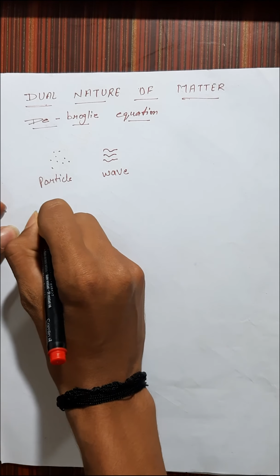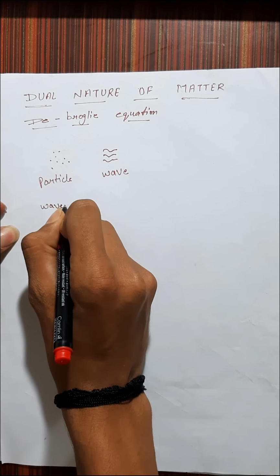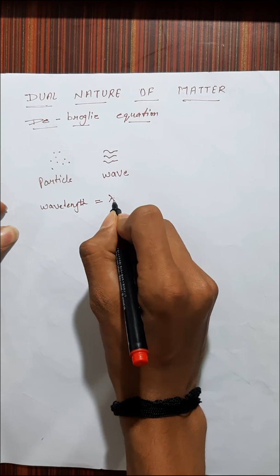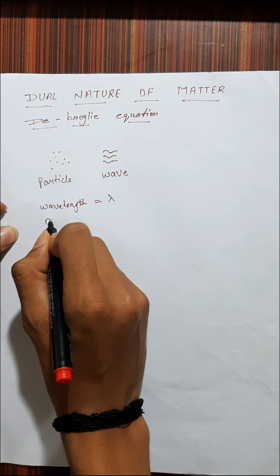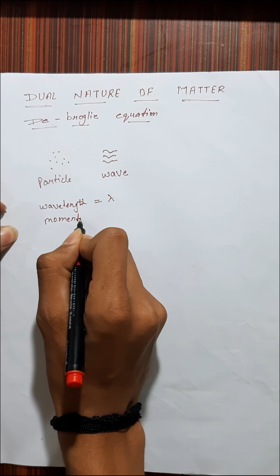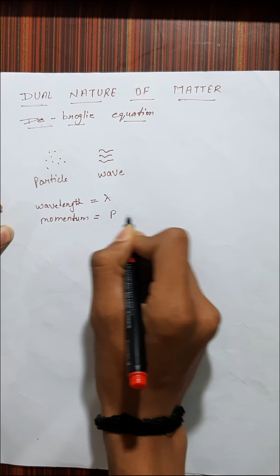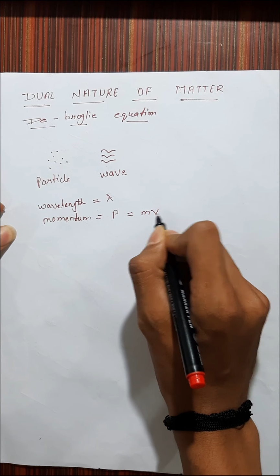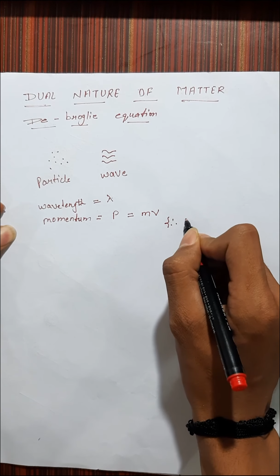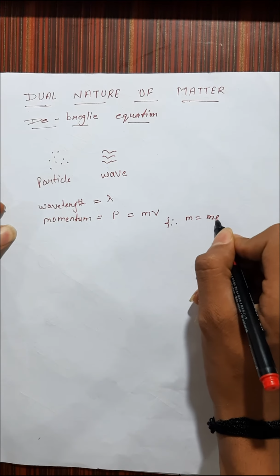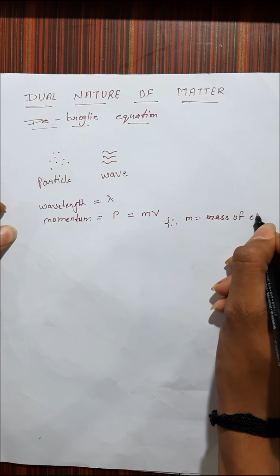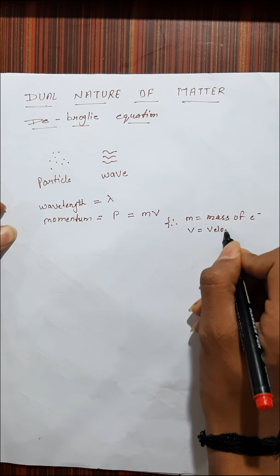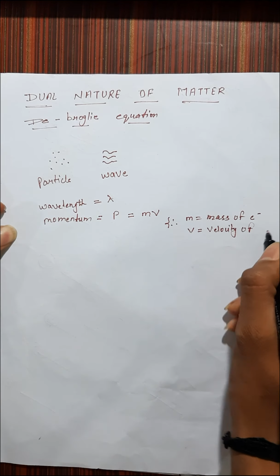So here we take wavelength is equal to lambda, momentum is equal to P, or we can change it into M into V. What is M and V? Here M is equal to mass of electron, and V is velocity of electron.